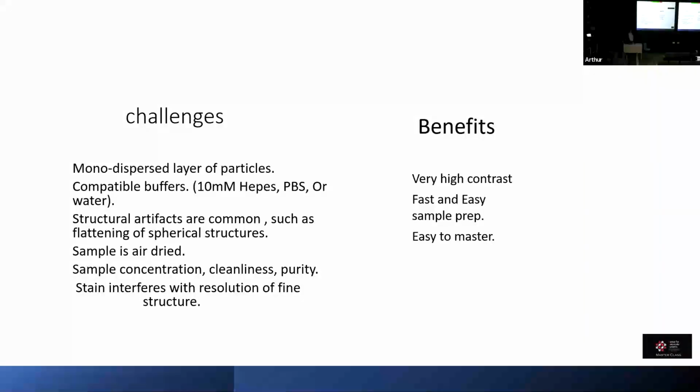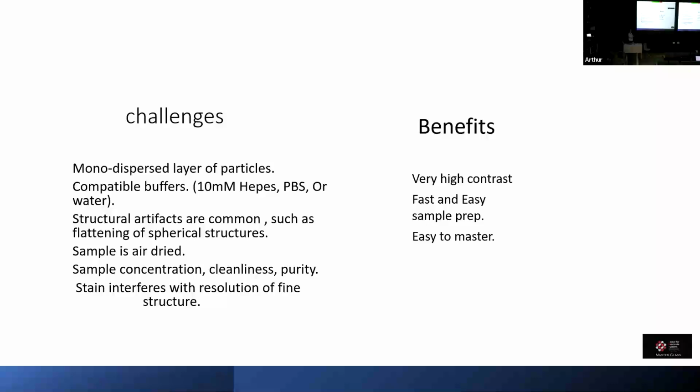The challenges you're going to run into are what you're going to run into with any sort of sample prep. You need to have a monodispersed layer of particles. If they're laying on top of each other, you're not going to get resolution of a single particle. You need to worry about your buffers being compatible with the stain you're using. Some buffers are going to precipitate stain, some won't. HEPES is good, PBS is good, or if you can, water is probably your best bet.